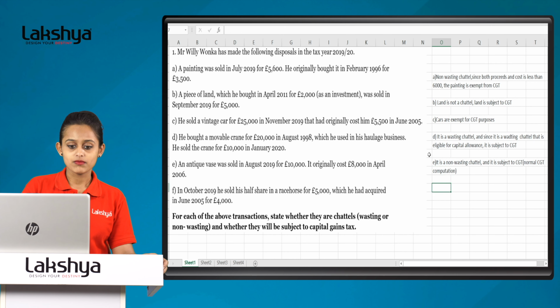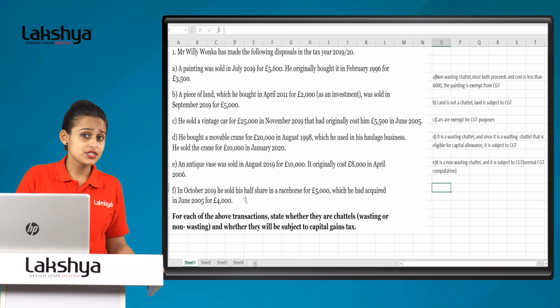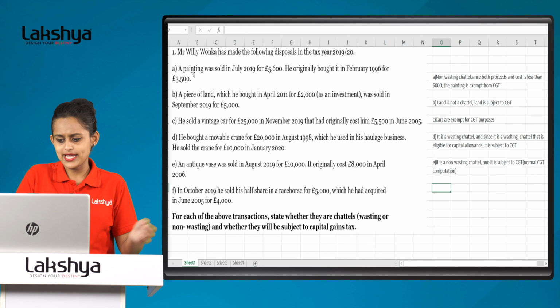Okay. Then let us look at the next one, F. In October 2019, he sold his half share in a race horse for 5,000, which he had acquired in June 2005 for 4,000. So it's a race horse. Is a race horse a chattel or a non-chattel? It's a chattel definitely. Is it a wasting chattel or a non-wasting chattel? It's a wasting chattel, exactly. So since it's a wasting chattel, it is exempt. Obviously, there's no capital allowance on it.